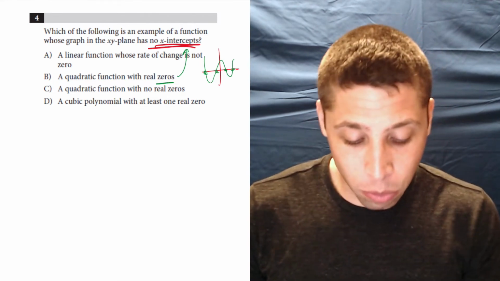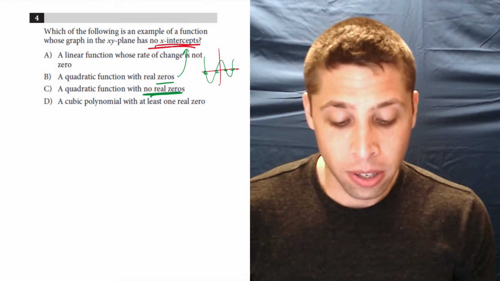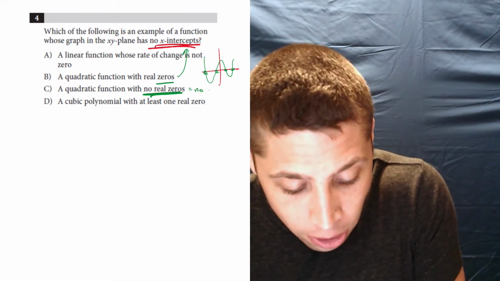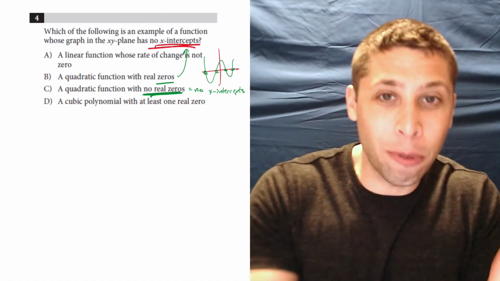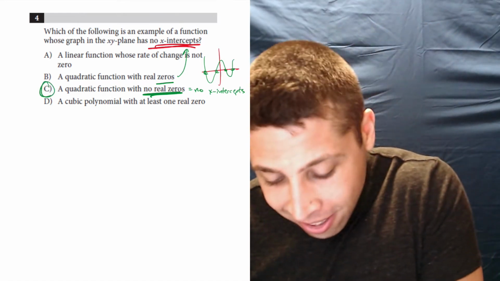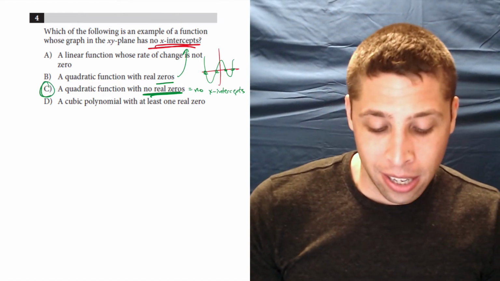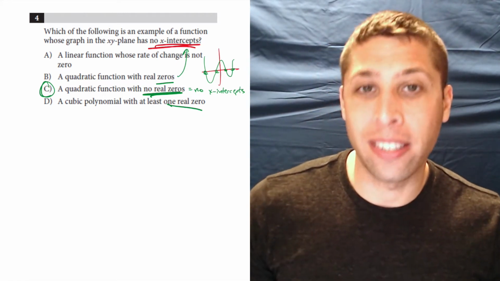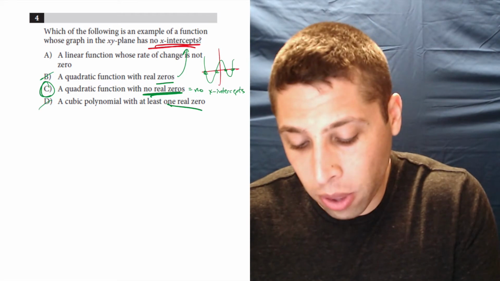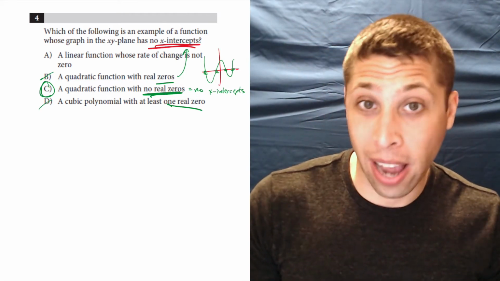A quadratic function with no real zeros. This is literally saying no x-intercepts. It's saying exactly what the question wants it to say. This is 100% the answer. So we can see why D and B are wrong, as they're explicitly telling us that those two things have zeros, have x-intercepts.